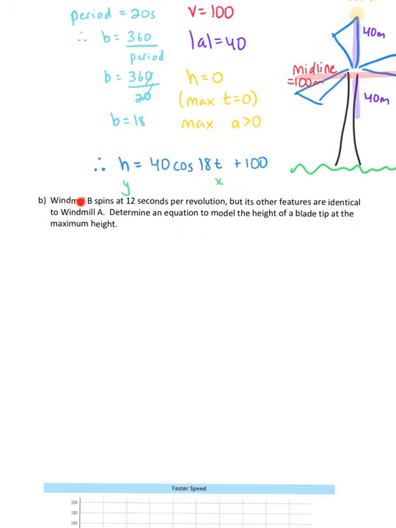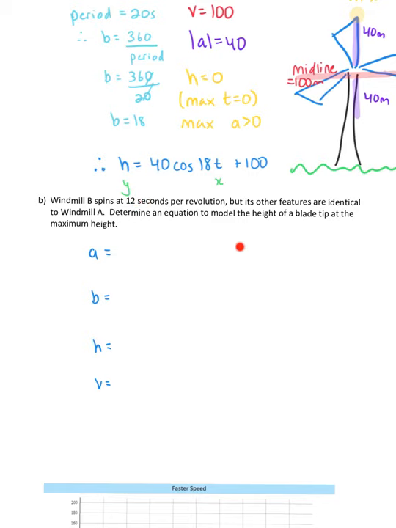In part B of the question, we have windmill B. We are told that it spins at 12 seconds per revolution, but the other features are identical to windmill A. And now we're asked to determine an equation. As only one feature is changing, that means only one parameter is changing, either A, B, H, or V. So now we just need to decide which parameter it is. We are told that the windmill is now spinning at 12 seconds per revolution.